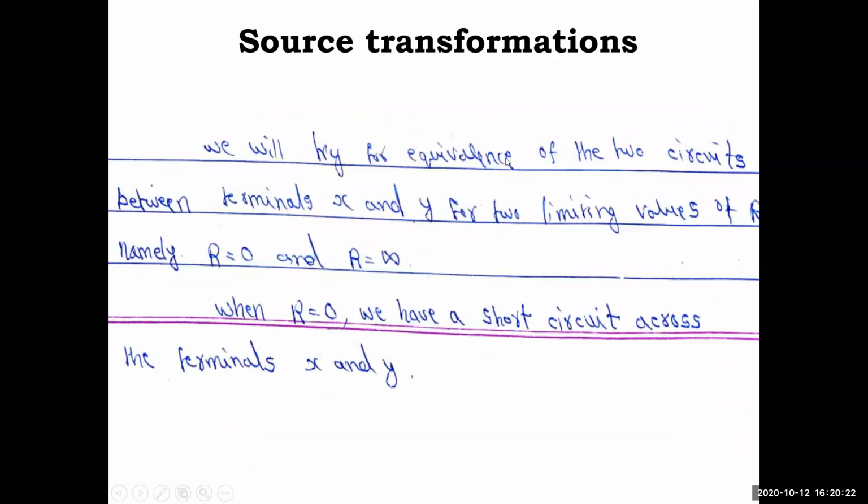So we'll try to check the equivalence of the two circuits between terminals X and Y for the limiting values of R, namely R equal to 0 and R equal to infinity. First we will consider the R equal to 0 case. When R is equal to 0, we have a short circuit across the terminals X, Y.